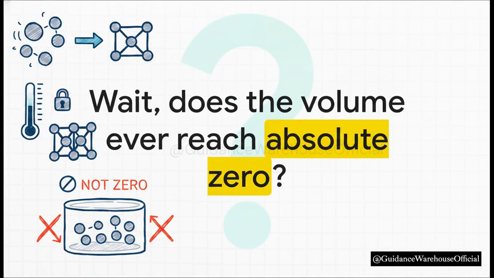Now, you might be asking a very logical question right about now. Wait a minute, if cooling a gas continuously shrinks its volume, what happens if we keep cooling it to absolute zero? Does the volume ever actually hit zero? Well, the answer is a firm no. Even when a liquid cools way down and locks into a solid, the volume never reaches zero. Why? Because the molecules themselves have a physical size. They take up actual finite space in the universe, so you can never just crush them down to nothing.